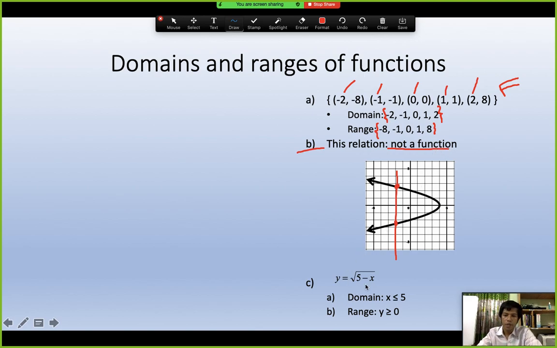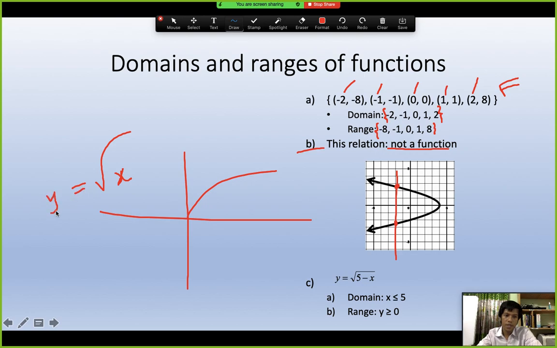Okay. Now this one is 5 minus root of x. Is it a function? You know that the square root function is somewhat like this. Normally y equal to square root of x. So basically, the square root graph is a function.